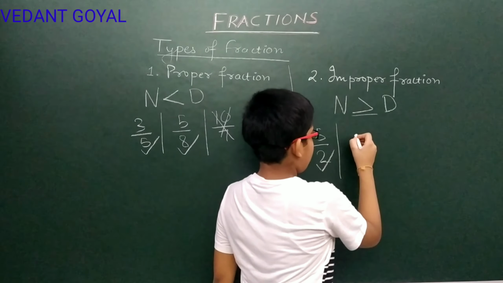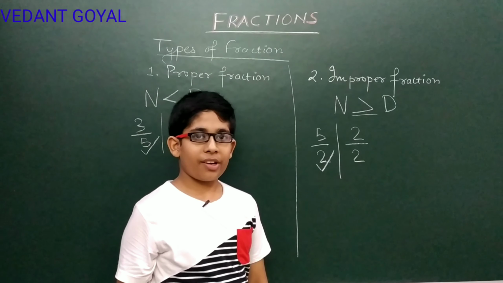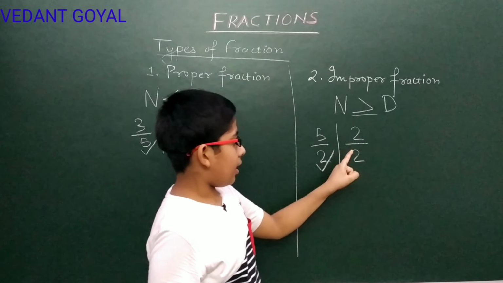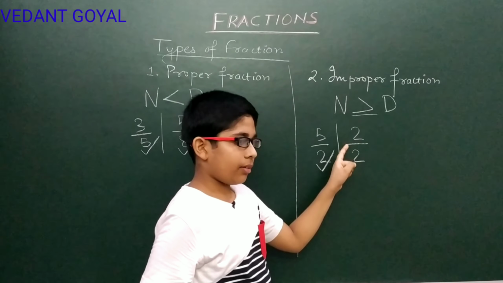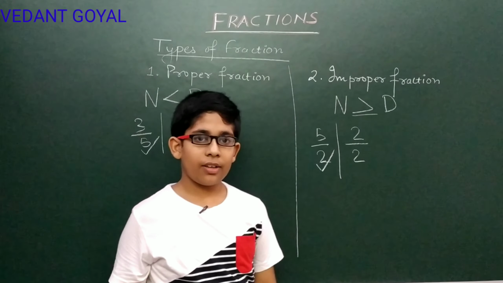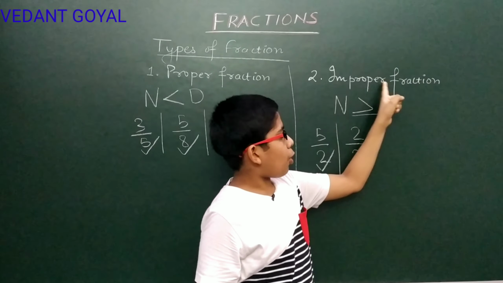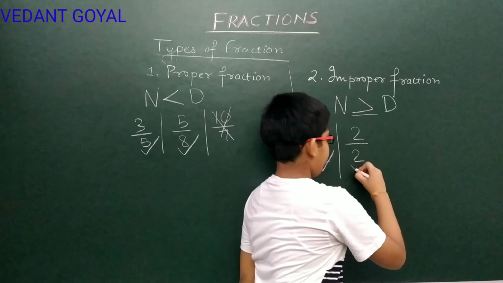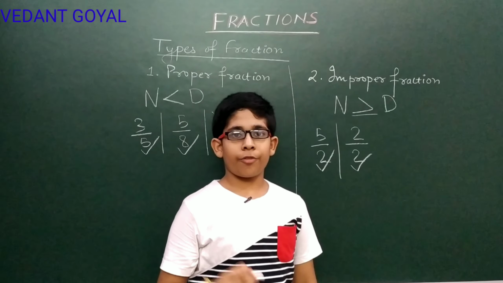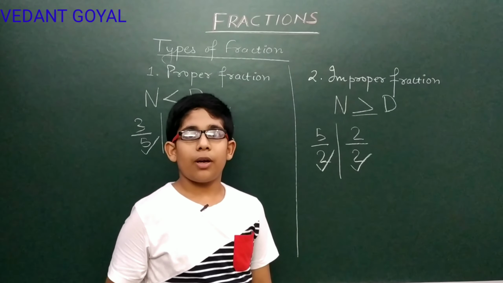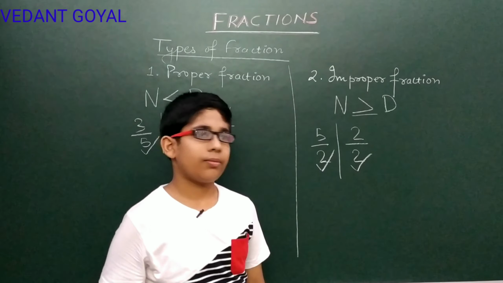Then 2 by 2. Is it an improper fraction? Yes, the numerator is equal to the denominator. And this is a condition when the fraction is an improper fraction. So yes, 2 by 2 can also be written as 1 by 1 or 1. But we will discuss this later on.